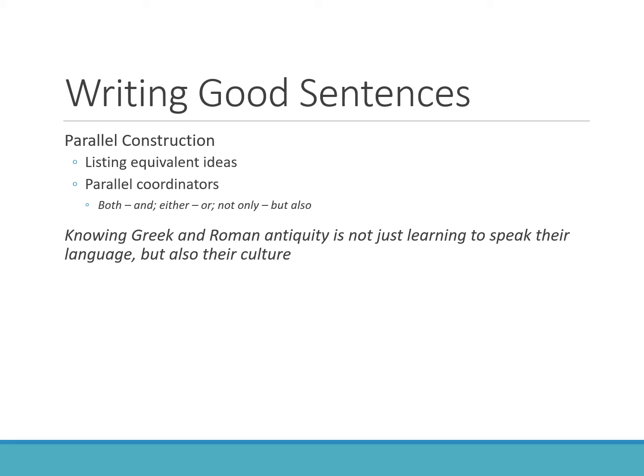So we might want to think about rephrasing this to something like: knowing Greek and Roman antiquity is not just learning to speak their language, but also to understand their culture, right? So we've got that verb in both places so that we could switch them around, and we could say it is not just learning to understand their culture, but also to speak their language. Again, if it's parallel, we could switch the two things around and it would still make sense.